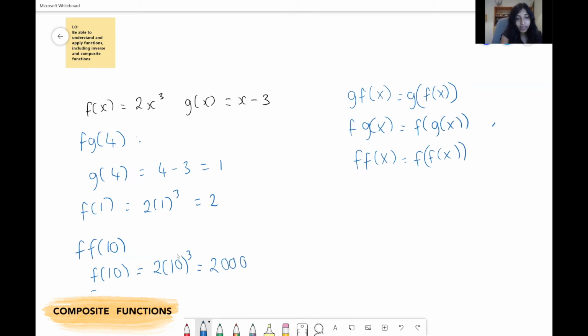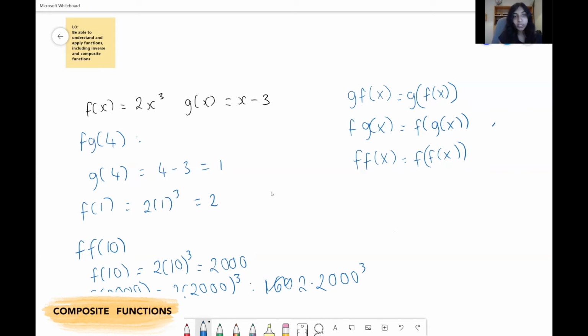And then if you do f of 2,000, that would just be equal to 2, you'd get a really, really big number. So yeah, you can just input that into your calculator. So you would just get something really big. So 2 times 2 to the power of 2003. So you can find the exact value in your calculator. But yeah, that's just the gist of what composite functions are.